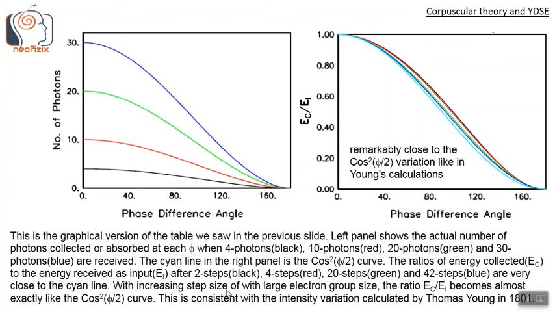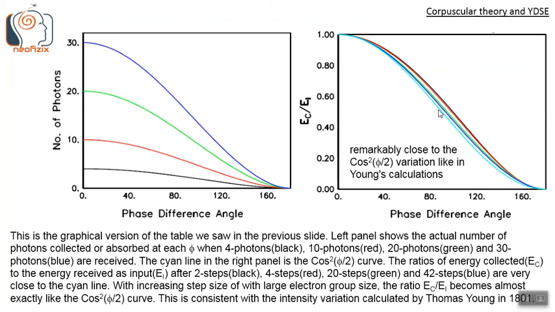So basically, with increasing step size, or with increasing the number of photons received at that place, or with the larger electron group size, if we start with, here we have considered a 2 electron group. If we start with a 20 electron group, that is n electron where n equals 20. So if we start with that group, either with increasing step size or with the large electron group size, the ratio of EC by EI becomes almost exactly the same as the cos square phi by 2 curve. So we can say this is the ideal case behavior, cos square phi by 2.